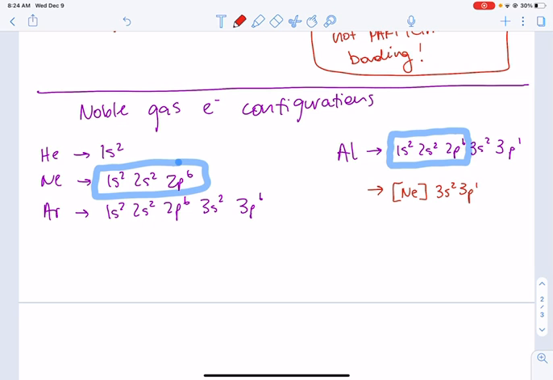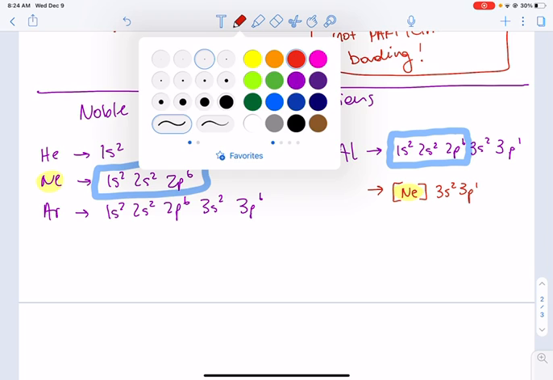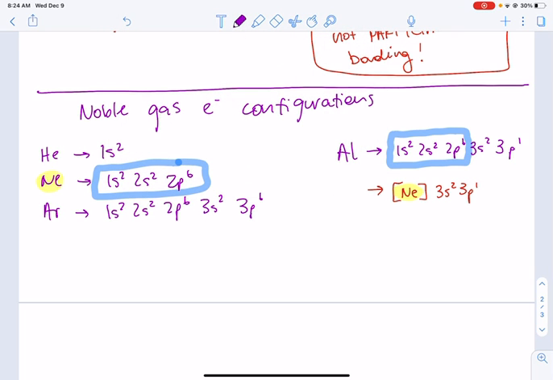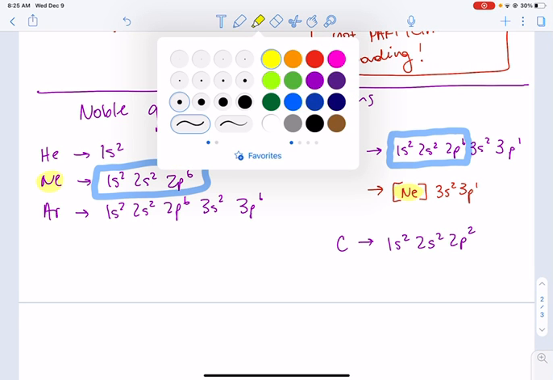Right? What I did was I took the electron configuration for neon here and put it in brackets. And so what you're saying is that I have at least the electron configuration for neon plus the extra stuff that gives me aluminum. That's another shorthand way to write these out. So say, for example, I was doing carbon. Carbon's normal electron configuration is this.